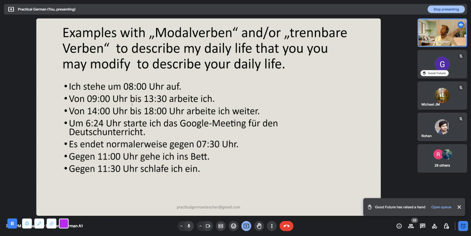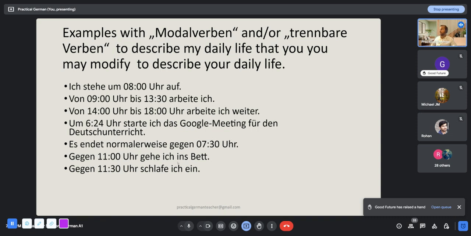You look at this sentence. Von 9 Uhr bis 13 Uhr 30. Okay, this is a normal sentence. Here, this sentence: Von 14 Uhr bis 18 Uhr 30 arbeite ich weiter. If you look at the end of the sentence, you have weiter. And at the second position, you have arbeite. Arbeite is arbeiten for ich. So the verb actually is weiter arbeiten, I continue working. So this is also a separable verb.